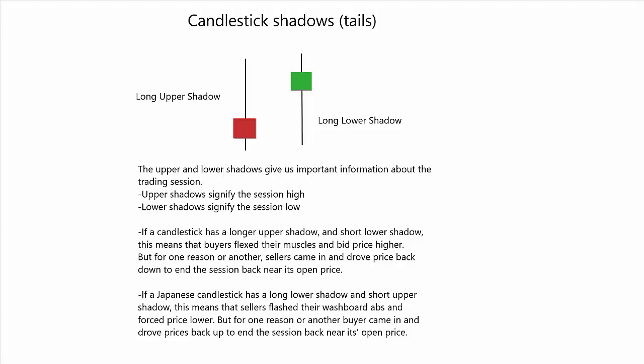If a Japanese candlestick has a long lower shadow and a short upper shadow, this means that sellers flashed their washboard abs and forced price lower. But for one reason or another, buyers came in and drove prices back up to end the session back near its open price.